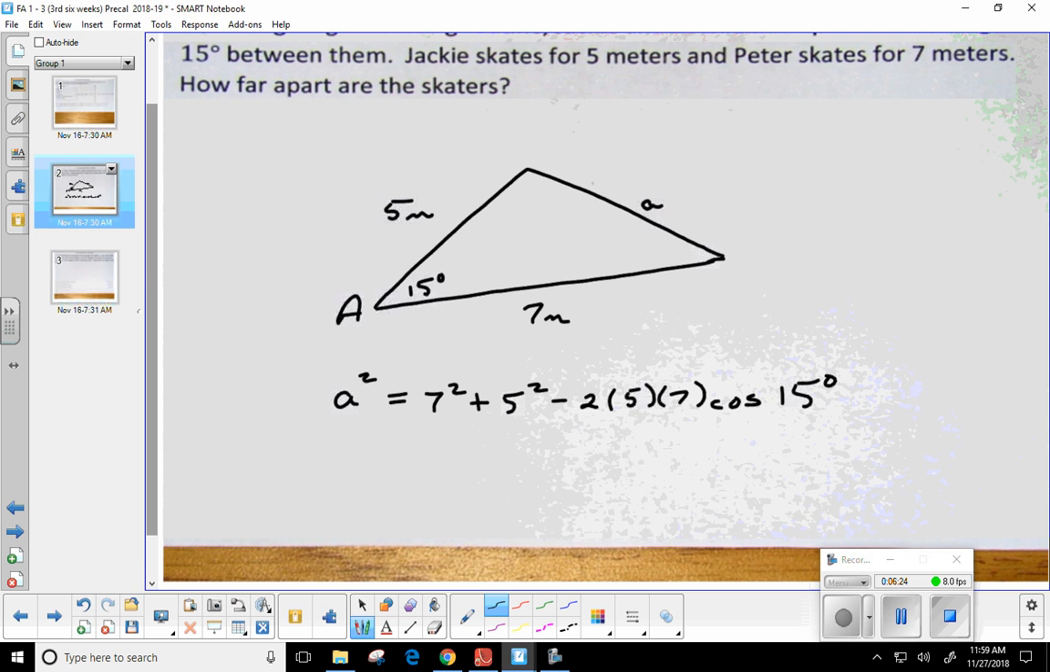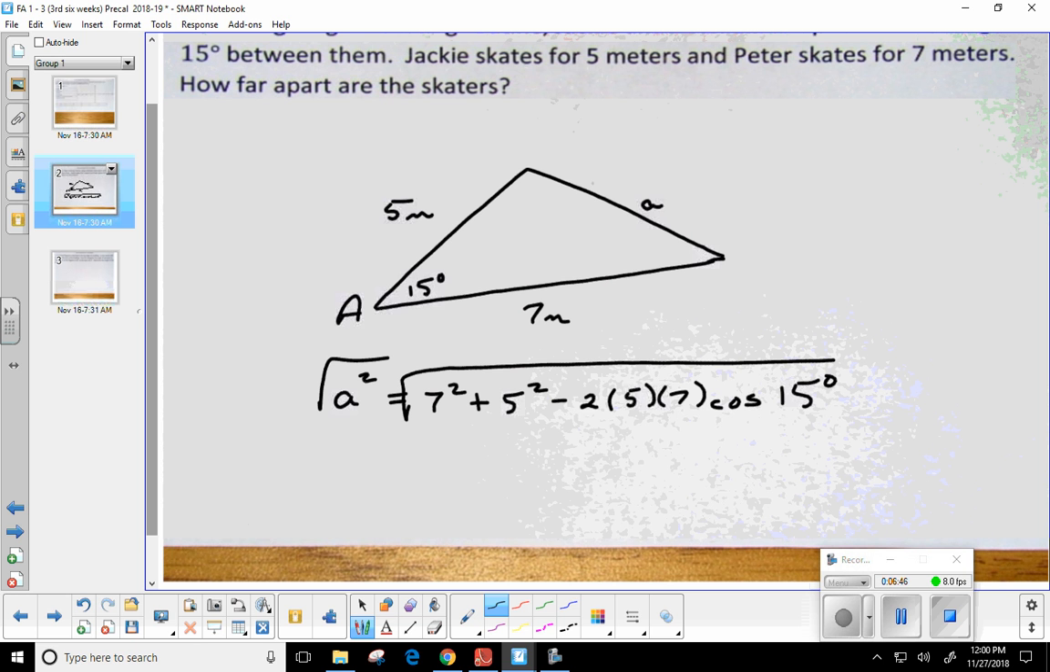That's exactly right. That's the pattern. We start with one side. We're looking for a squared, so we take the other two sides, we square them, we add them, minus 2 times the product times the cosine of that angle we have. Now, that's going to give me a squared, but I want a. So what am I forgetting? Yeah, take the square root.